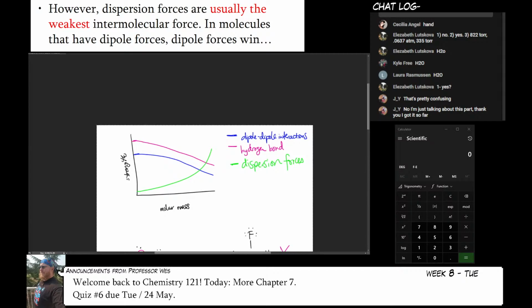So at low molar mass, there just aren't enough electrons to get very many intermolecular forces for dispersion. But at high molar mass, if you have tons of electrons, the opportunity for these to occur goes up.